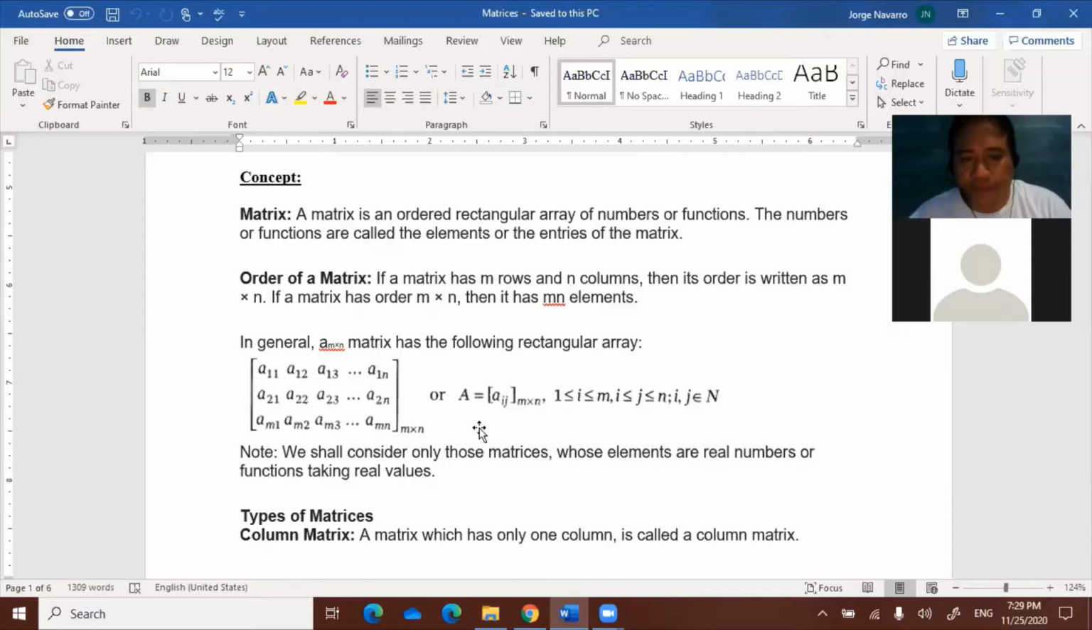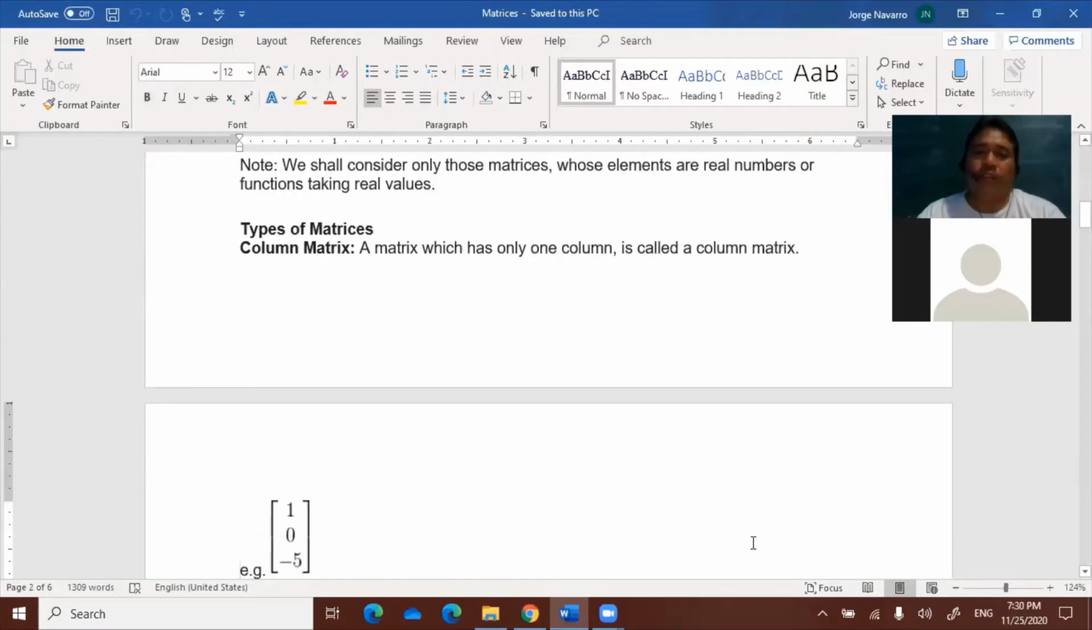of matrices. The first type of matrix is a column matrix, and a column matrix is a matrix which has one column, and that is why it's called a column matrix. So it can have one column and one row, or one column and two rows, or one column and three rows, or one column and four rows. It does not matter. In other words, a column matrix will have order m times 1, because 1 is the number of columns.